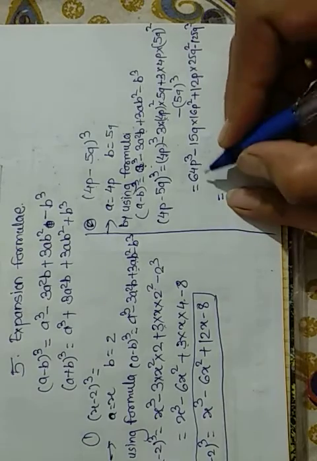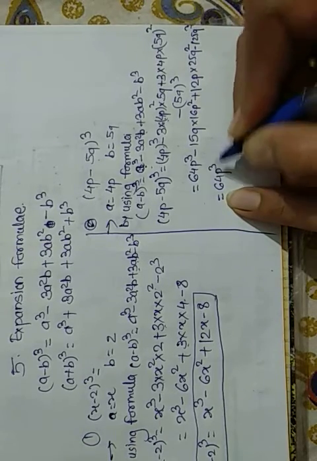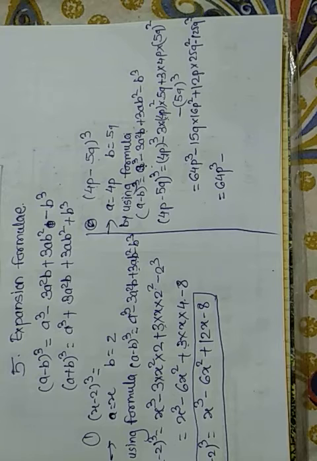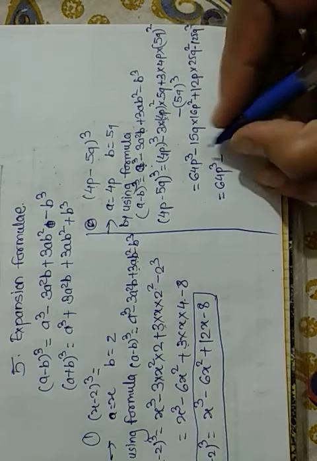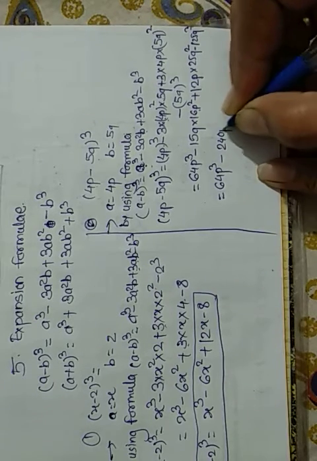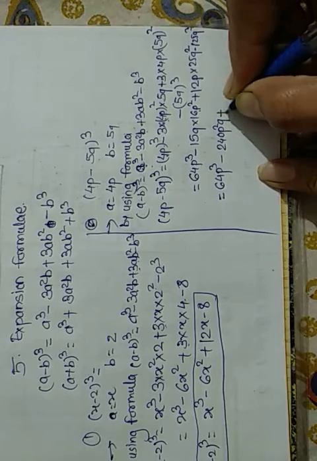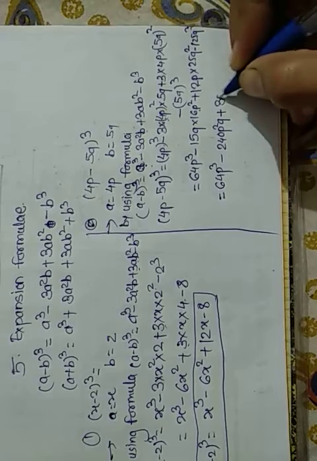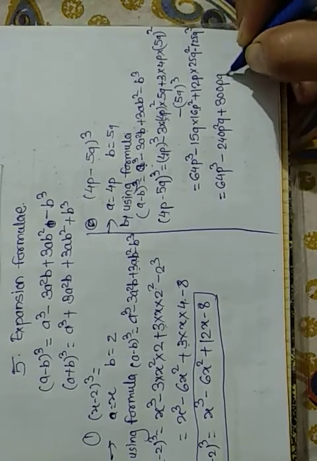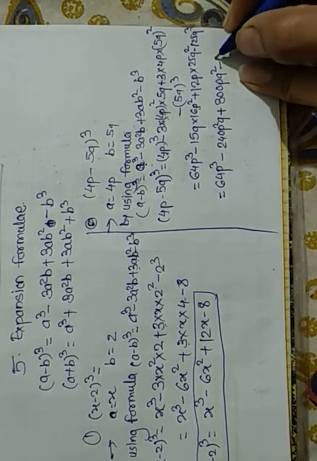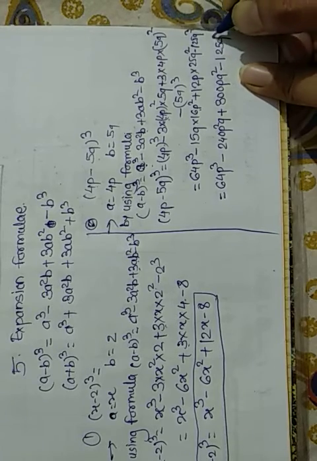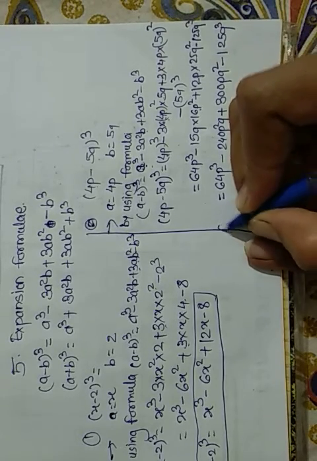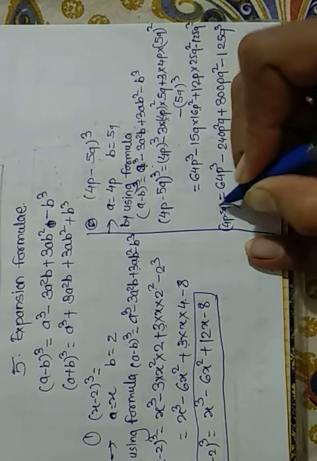Now 64p³ minus 15 into 16, that is 240p²q, plus 12 into 25, that is 300pq², minus 125q³. This is the answer of (4p − 5q)³.